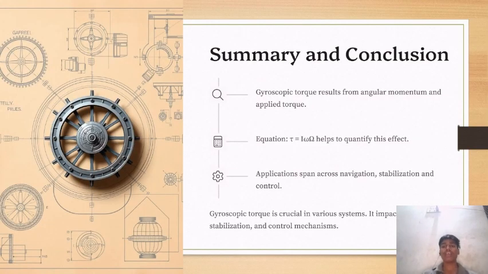Summary and conclusion. From this information, we learned about gyroscopic torque resulting from angular momentum and applied torque. The equation for torque, I omega ohm, helps to quantify this effect, and applications span across navigation, stabilization, and control. Gyroscopic torque is crucial in various systems. It impacts stabilization and control mechanisms.